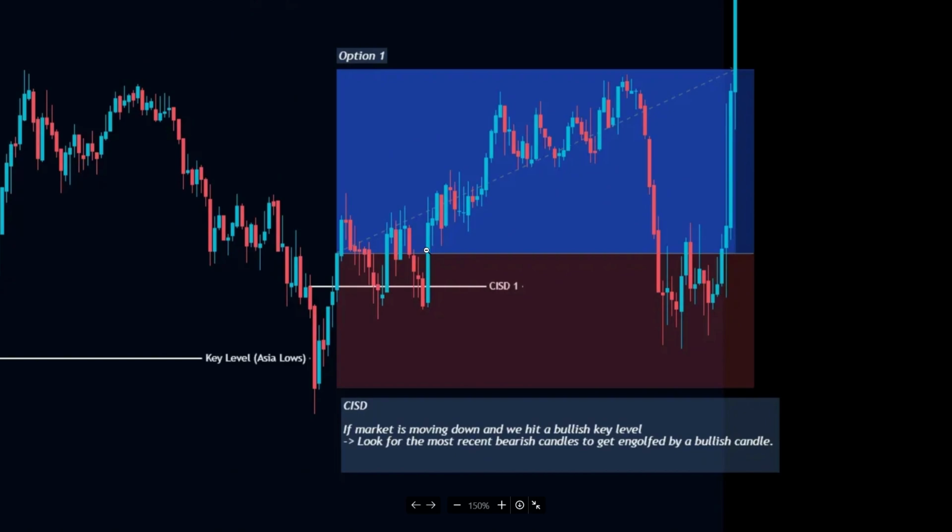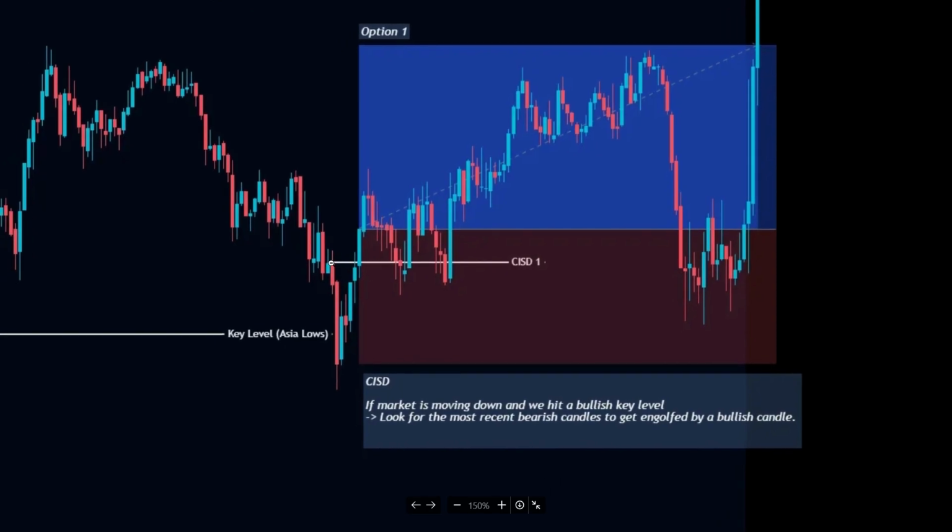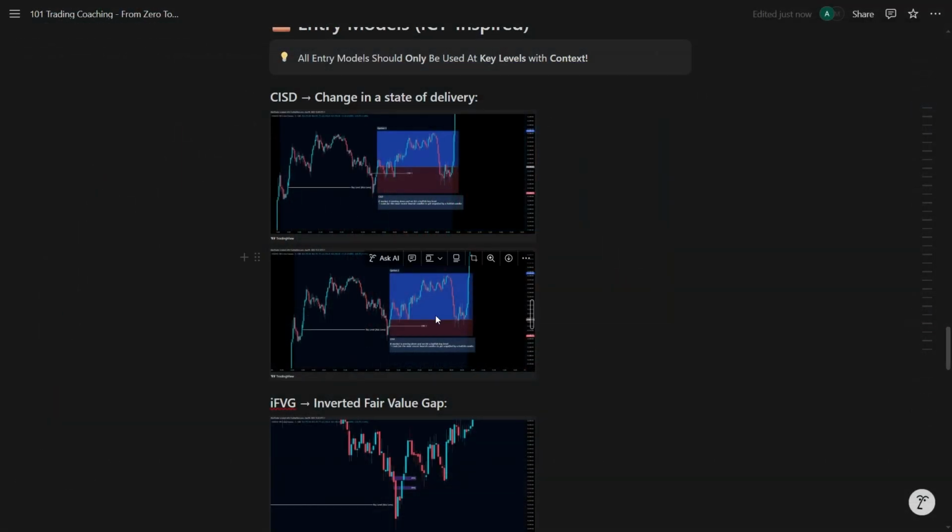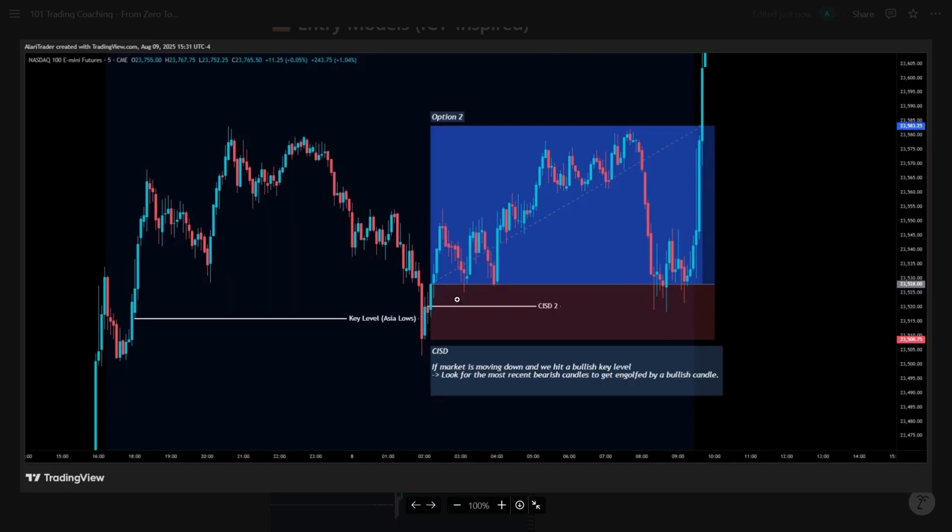Now this CISD is one of the options. You can enter it in two different ways. So, for example, here's one way to enter. This is option one. This would give you a higher win rate, but probably lower risk to reward. And the other one is option two, because right here you also have a bearish candle in here. If you can see it. Do you see this bearish candle? As soon as you engulf it, you can take a long.